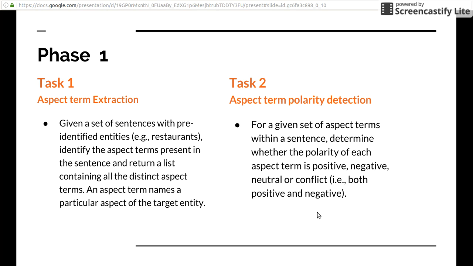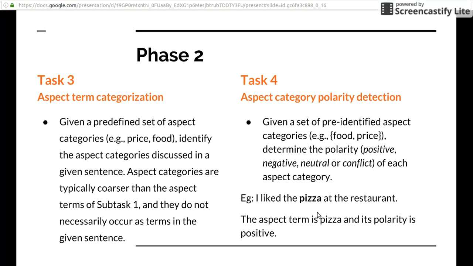After we have received a set of aspect terms within a sentence, we determine whether the polarity of each aspect term is positive, negative, neutral, or a conflict. In phase 2, we deal with aspect term categorization and the aspect category polarity detection. We're given a set of aspect categories. We fix this set of categories, which depends on the domain that you are working on.